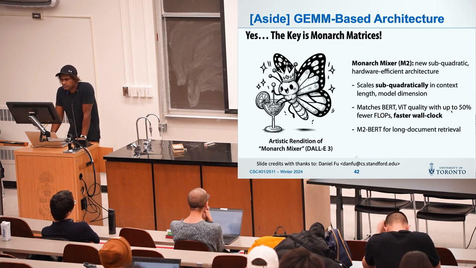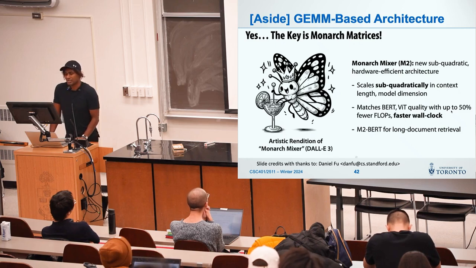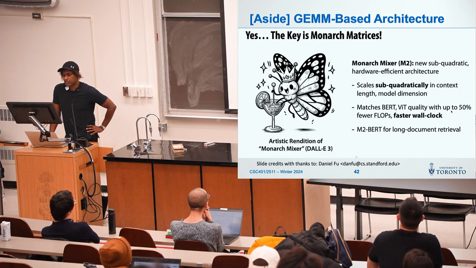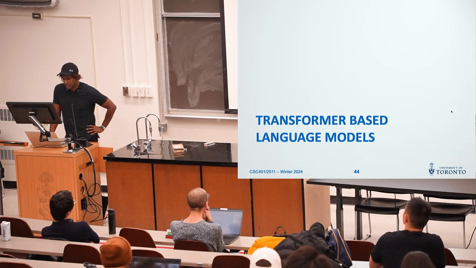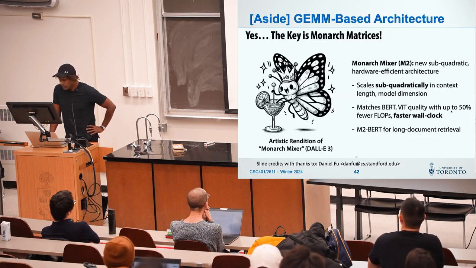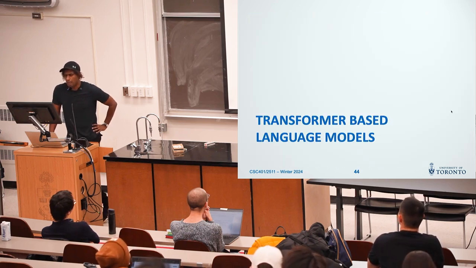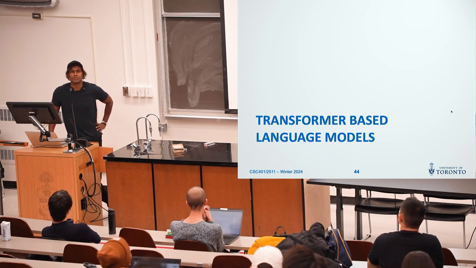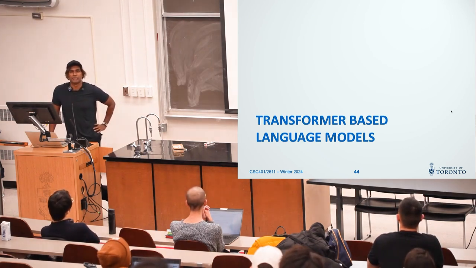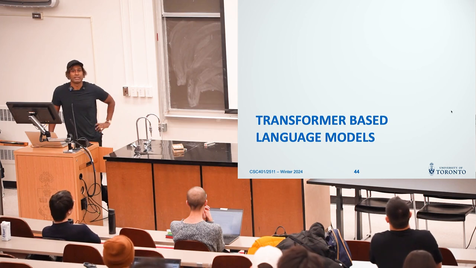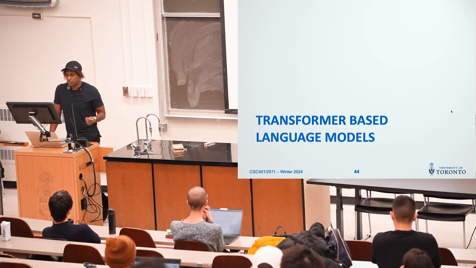And it shows very promising results, scaling subquadratically in context length and model dimension. The results are really impressive. So it's a new way to think about getting away from attention architecture. Okay, but since we're talking about transformers, Monarch Mixer hasn't reached that state. Maybe that will be covered in more detail in next year's iteration of this course, who knows.